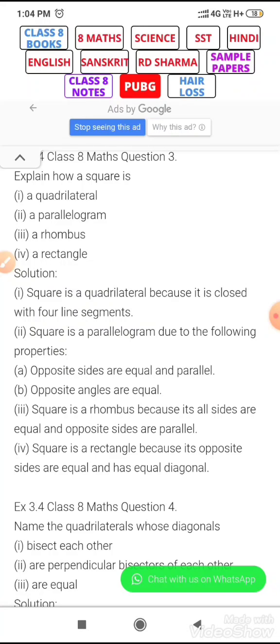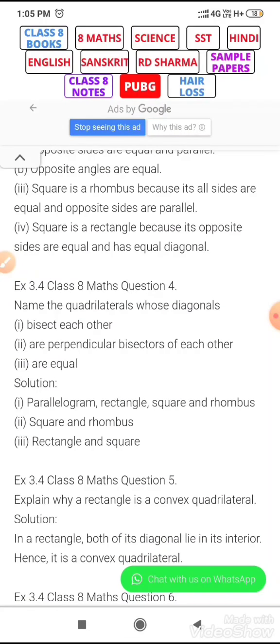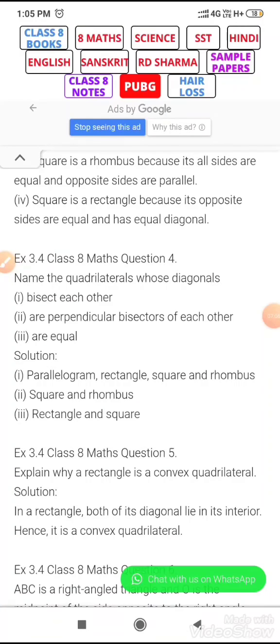Our fourth part is a rectangle. How can we say a square is a rectangle? A square is a rectangle because its opposite sides are of equal length and it has equal diagonals. Our fourth question is: name the quadrilaterals whose diagonals bisect each other. In the second part, we have to write the name of the quadrilateral whose diagonals are perpendicular bisectors of each other, and in the third part, whose diagonals are equal.